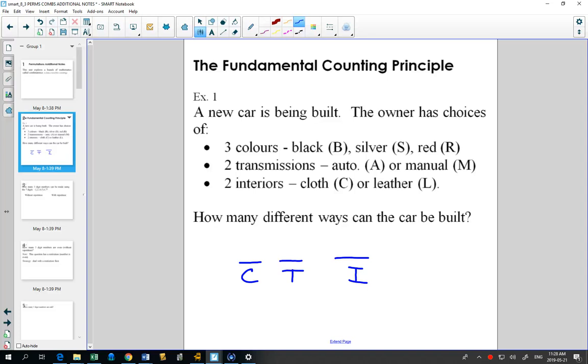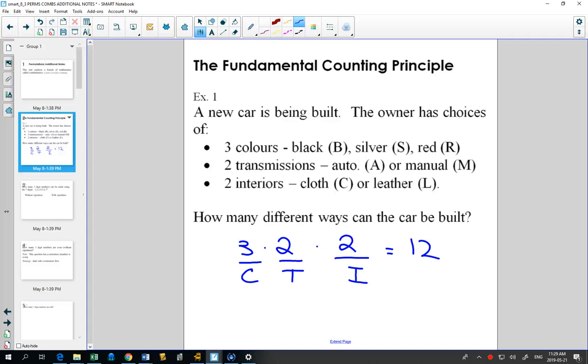So we draw a space for each of those decisions. And then how many choices does he have for each of those decisions? For the colors, 3. Transmissions, 2. Interiors, 2. 3 times 2 times 2 gives us 12 different ways that the car could be built.